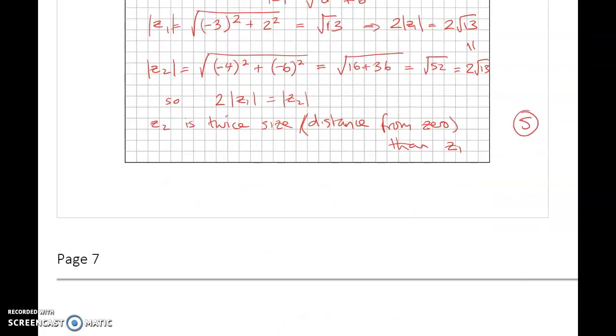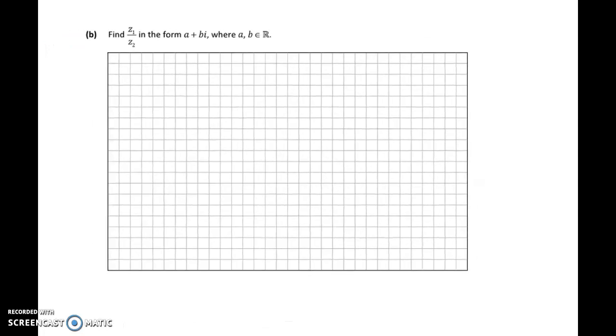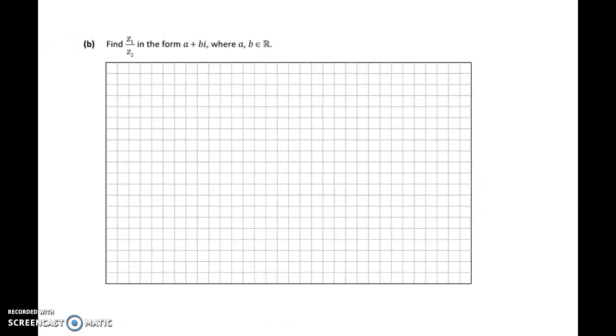Moving on to this last part of this question, a separate part, this section would be worth 10 marks. It's asking us to do a division. So if we take Z1 and Z2 and actually write them out, so minus 3 plus 2i divided by minus 4 minus 6i, and that as a division, you should know that when you're doing a division you have to multiply both the top and the bottom by the conjugate of the denominator.